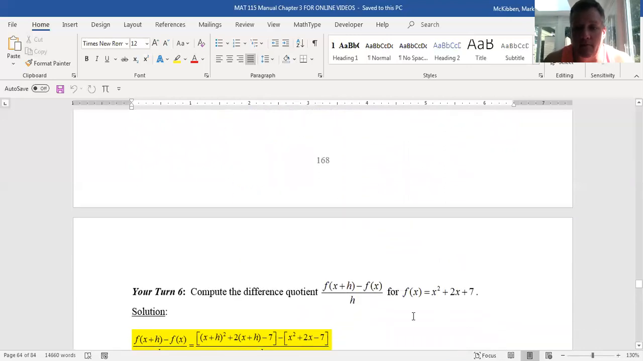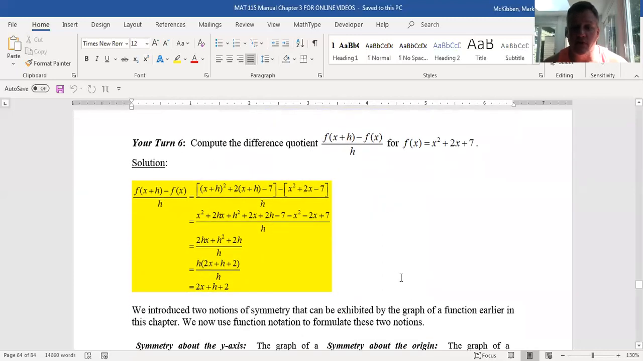All right, I'm not going to do this one with you. This is just a quadratic. You've done that a couple sections ago with quadratics. So I'll leave it up here. You can look at that just to make sure that you have that.